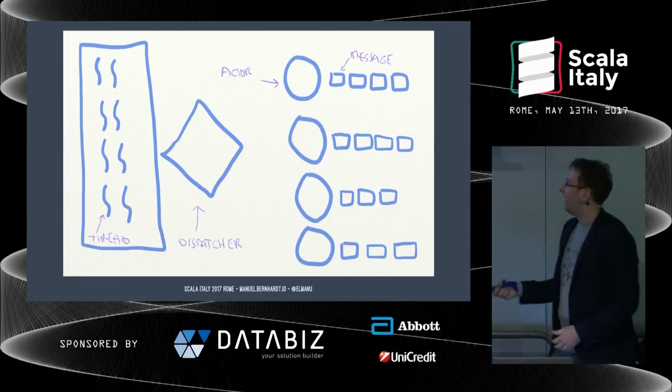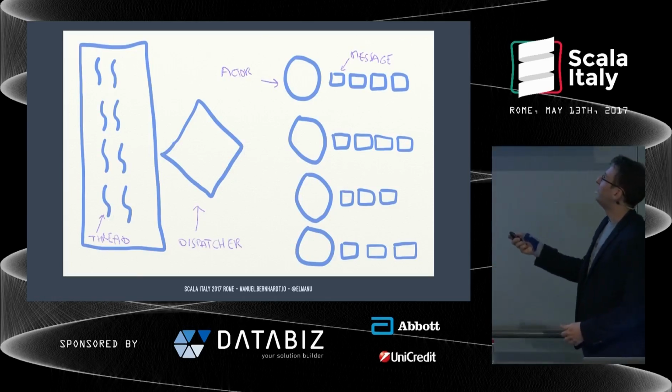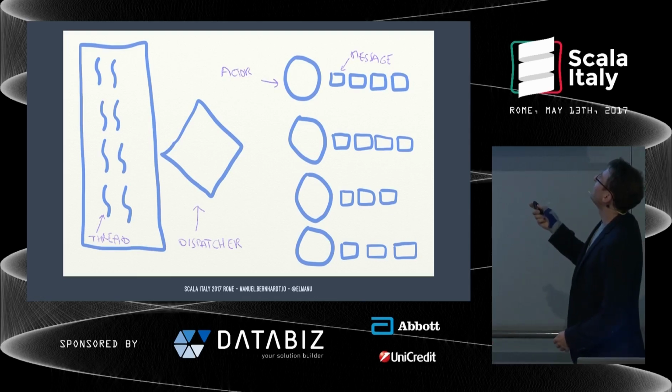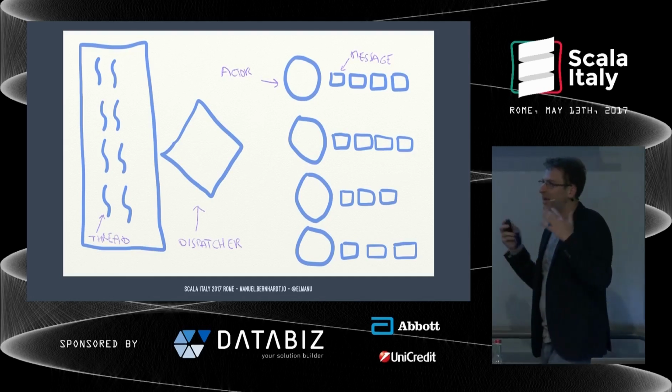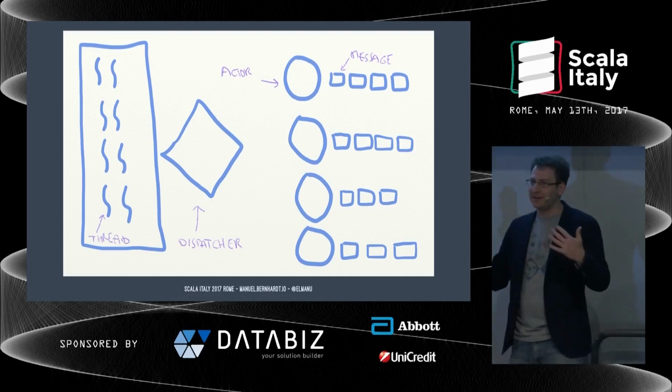So here I have my thread pool, my threads. These are the threads. I can draw beautifully. These are threads. These are the actors, the round things. These are messages, the square things. They're supposed to be envelopes, but I just drew squares here. And then this magic thing here, this diamond-shaped thing, is a dispatcher. And the dispatcher is what makes Akka tick.